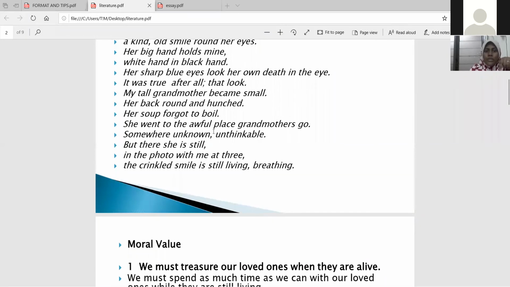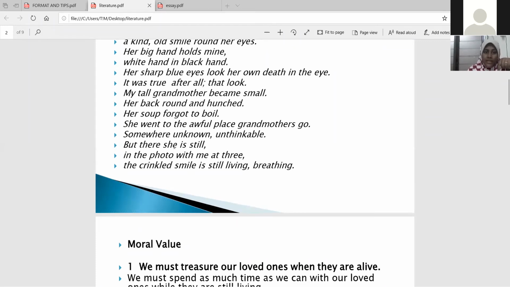The word awful here shows that it is somewhere very terrible, somewhere that people don't like. A place where grandmothers go, meaning that she's dead. Somewhere unknown and unthinkable. Do you know where people go? We are not certain where they go. So that's why it's mentioned as somewhere unknown and somewhere unthinkable. You cannot imagine what kind of situation or what kind of place it will be. And the last stanza consists of only 3 lines.